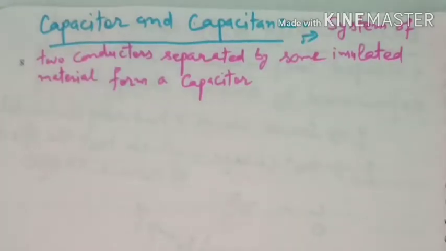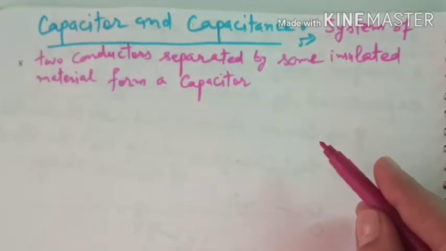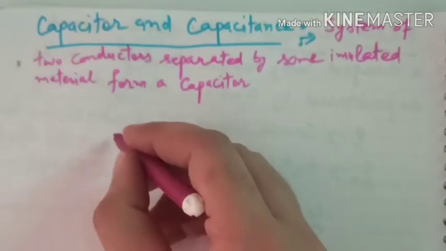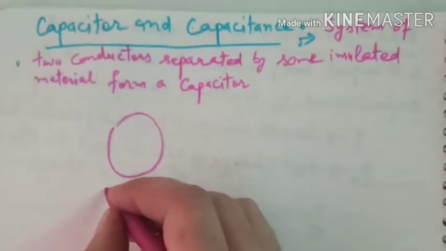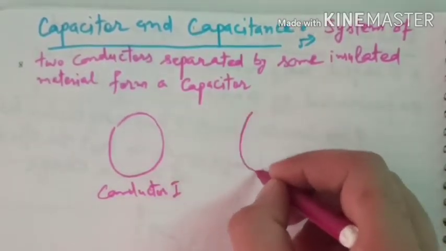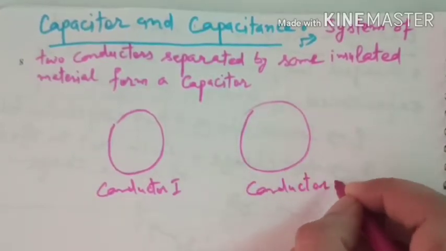Hello everyone, the topic is capacitor and capacitance of capacitor. The system of two conductors separated by some insulated material forms a capacitor. Suppose we have two conductors, this is conductor 1, the other is conductor 2.